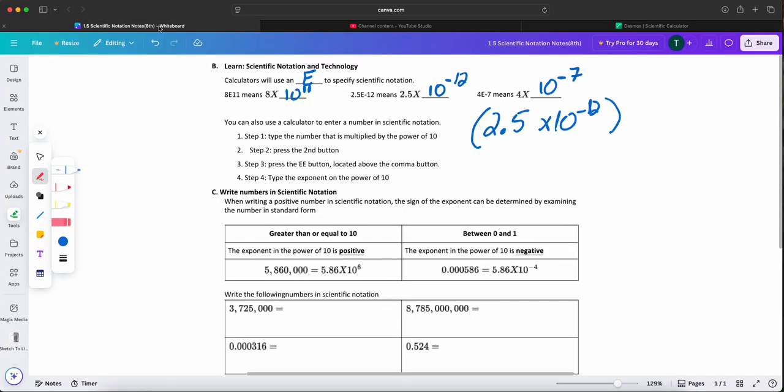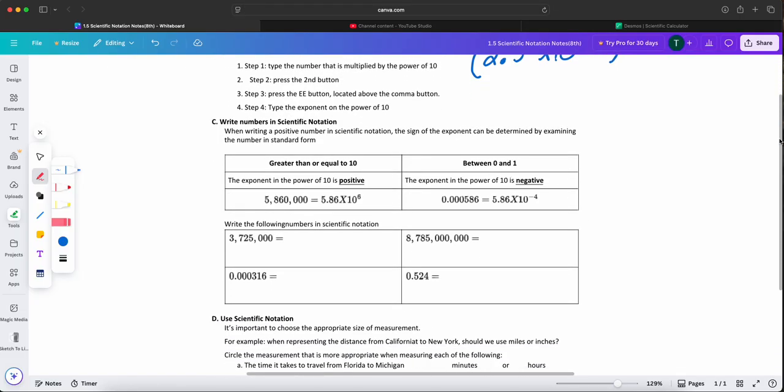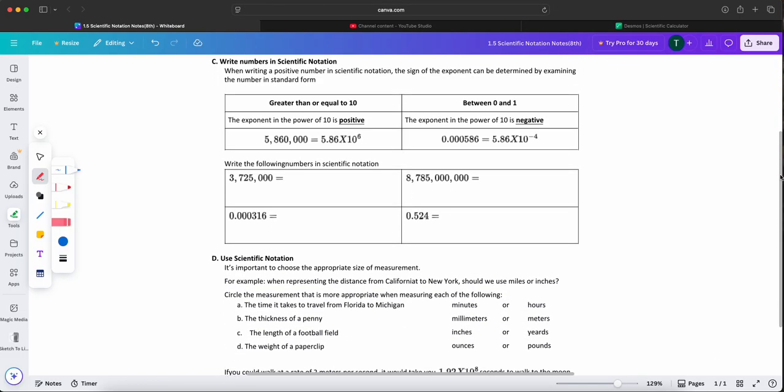So now we're going to move on to this next part, which is when they give it to us in standard form, and writing it into scientific. So it says, when writing a positive number in scientific notation, the sign of the exponent can be determined by examining the standard form of the number. If it is greater than or equal to 10, so if it's a really big number, it's going to be a positive exponent. If it's between 0 and 1, so a small number, it's going to be a negative exponent.